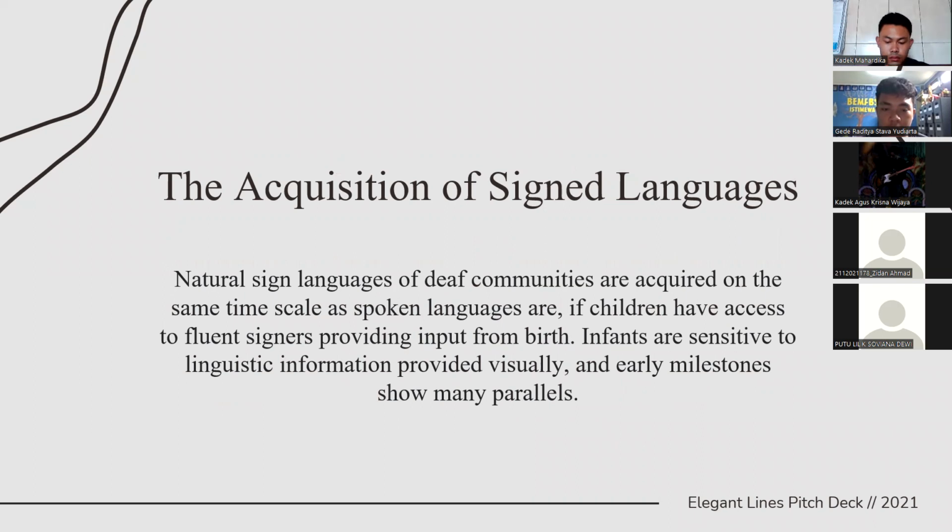Next, the acquisition of sign language. Natural sign languages of deaf communities are acquired on the same time scale as spoken languages are. If children have access to a fluent signer providing input from birth, infants are sensitive to linguistic information provided visually, and early milestones show many parallels.